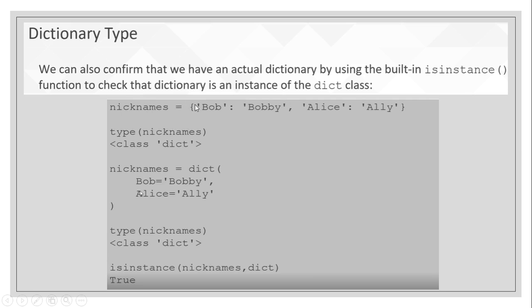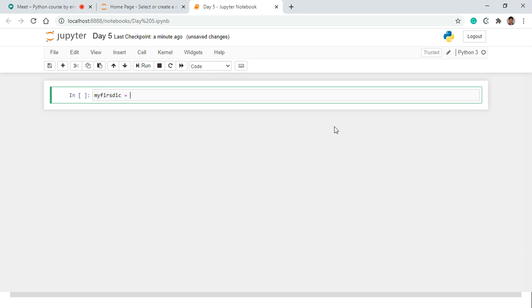Okay. Please see this. Now, which braces are we using in the dictionary? Curly braces. Okay. Please remember this. This is a very important point so that you won't confuse what you are dealing with. Okay.